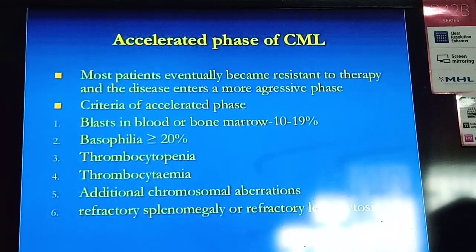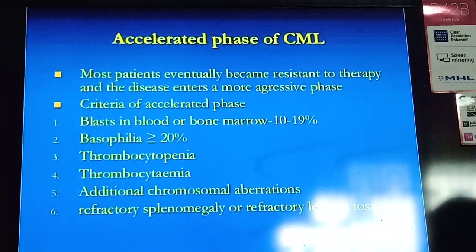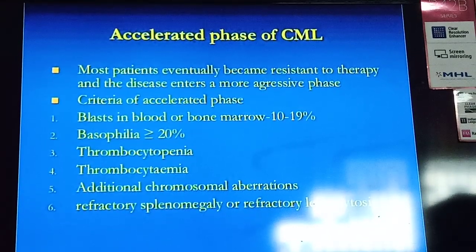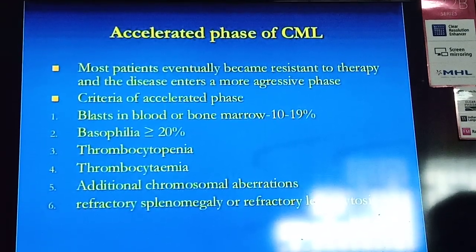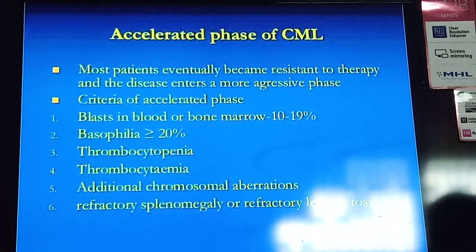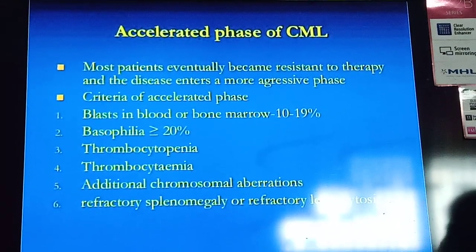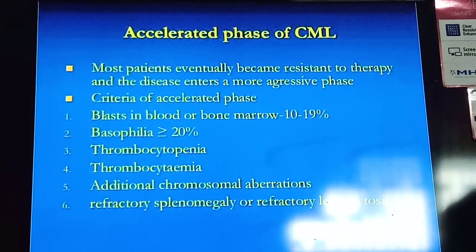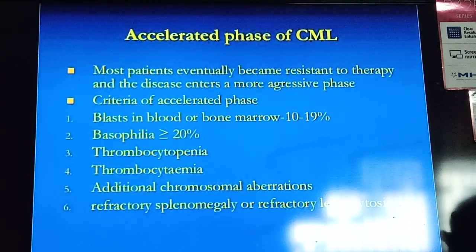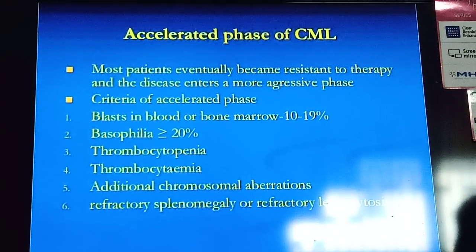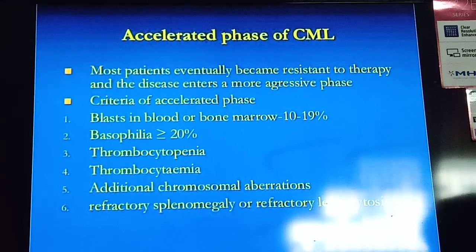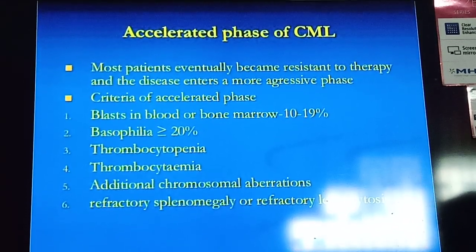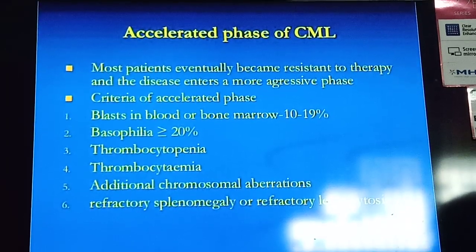So in the accelerated phase, the most important things are that in the blood or bone marrow the myeloblasts are usually 10 to 19%, and basophilia is more than 20%. There may be thrombocytopenia or thrombocytosis. But in the chronic phase of chronic myeloid leukemia, the blast in the blood or bone marrow is usually less than 10%, basophilia is also less than 20%, and usually there is thrombocytosis or a normal platelet count.